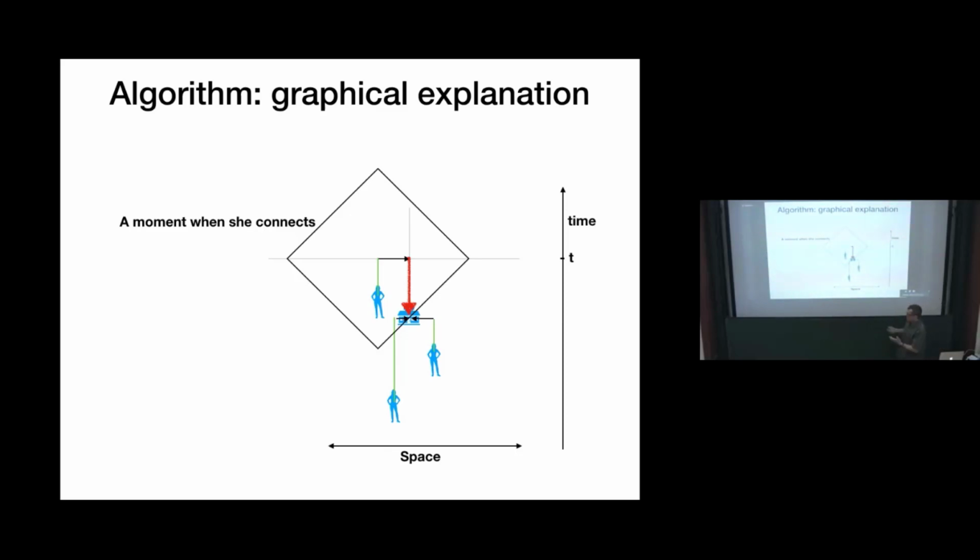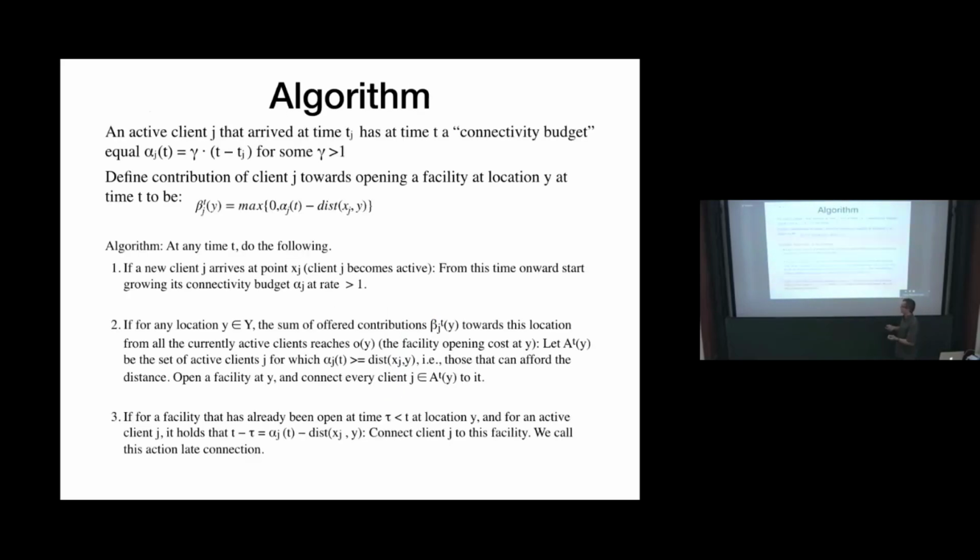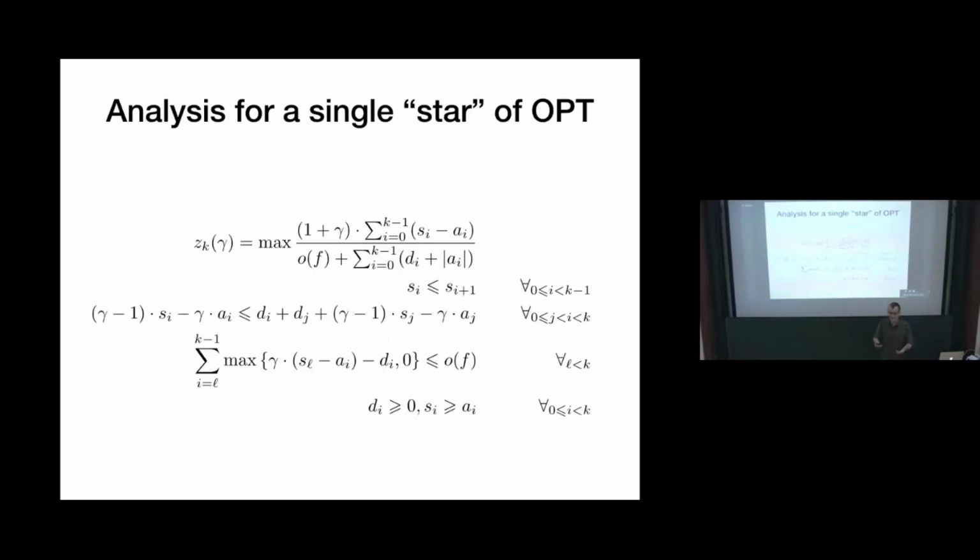Okay, so this type of algorithm we can construct, and how do you analyze it? So what you do, you write a factor revealing linear program. What is this? It is a model of a fragment of an instance and of the behavior of the algorithm on that fragment of the instance. So you look at an optimal solution, and you can think of an optimal solution as a collection of stars: how clients are connected to a single facility, it's a star. And you model how bad it can be for a single star. So what could be the dual balance?